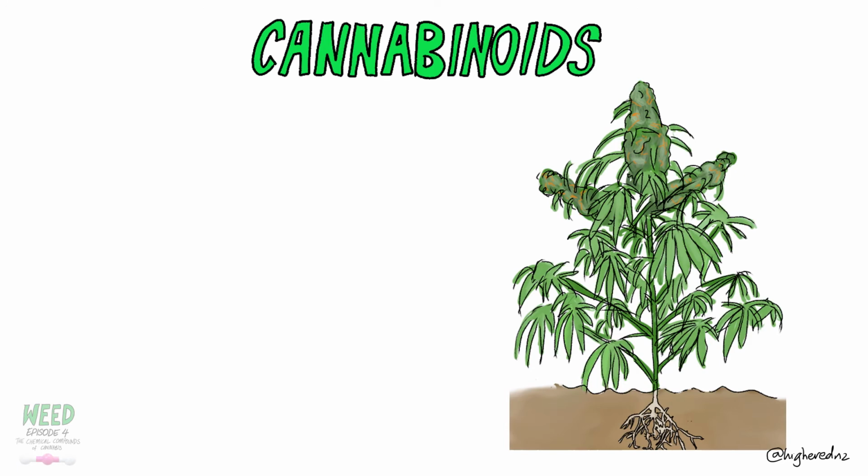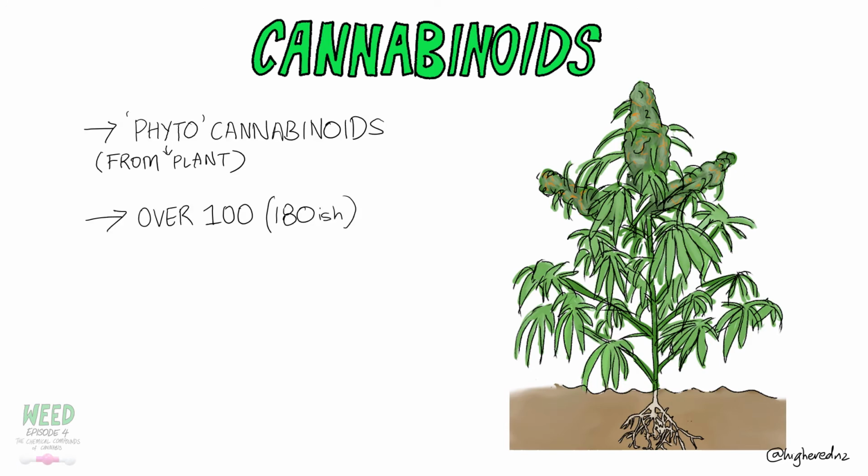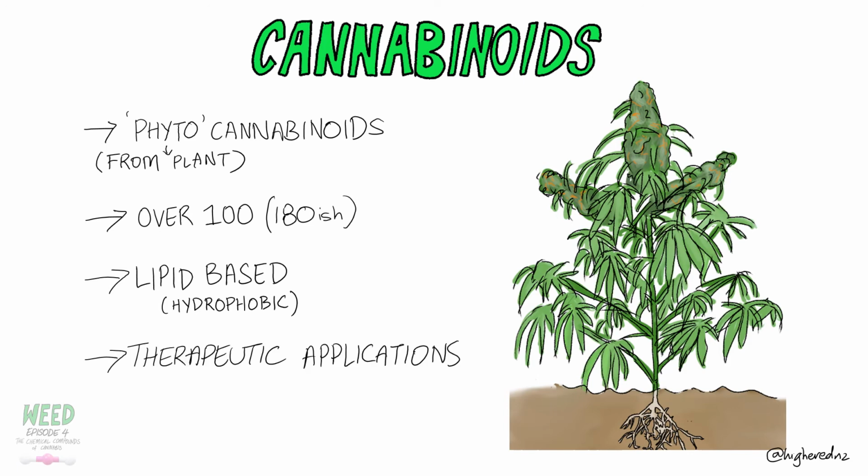Cannabinoids produced by cannabis are phytocannabinoids, meaning they're made from a plant. Over 100 have been identified within cannabis, with some research claiming identification of 180. Cannabinoids are lipid-based molecules, or hydrophobic, meaning they like fats. This is why oils and butters are used to infuse cannabinoids. They have many therapeutic applications which are still being explored. We will look at some of these in depth in a later episode.